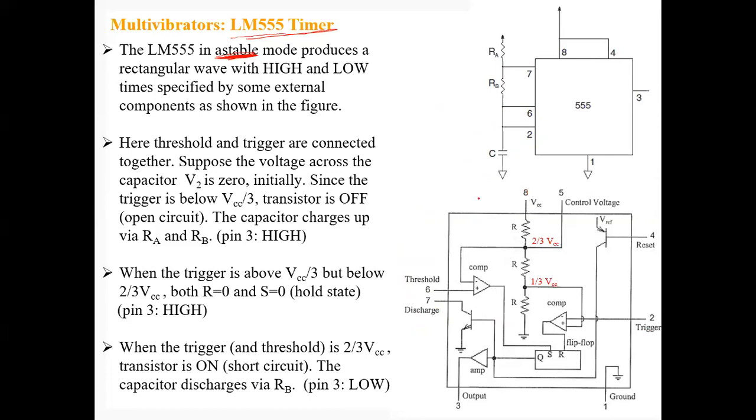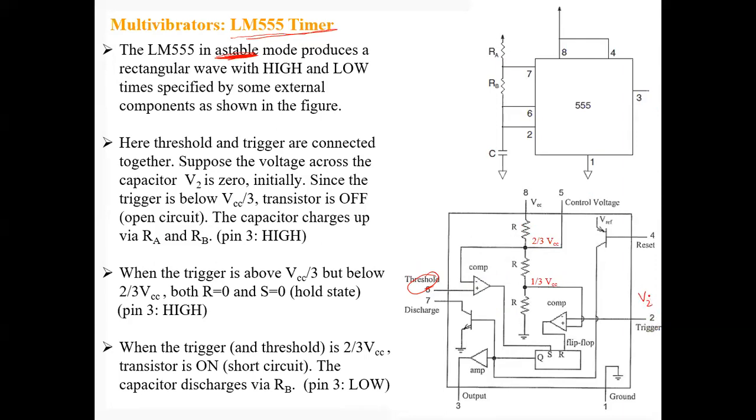Now the thing is, this threshold and trigger, both of them are connected now. This 6 and 2, they are connected. So I call it B2. How about that? The voltage across the trigger, pin number 2, I call it B2.